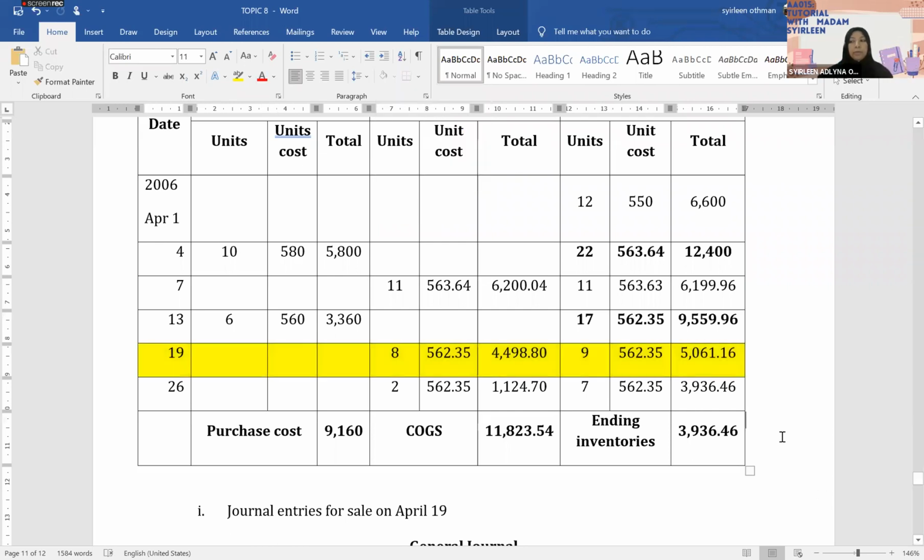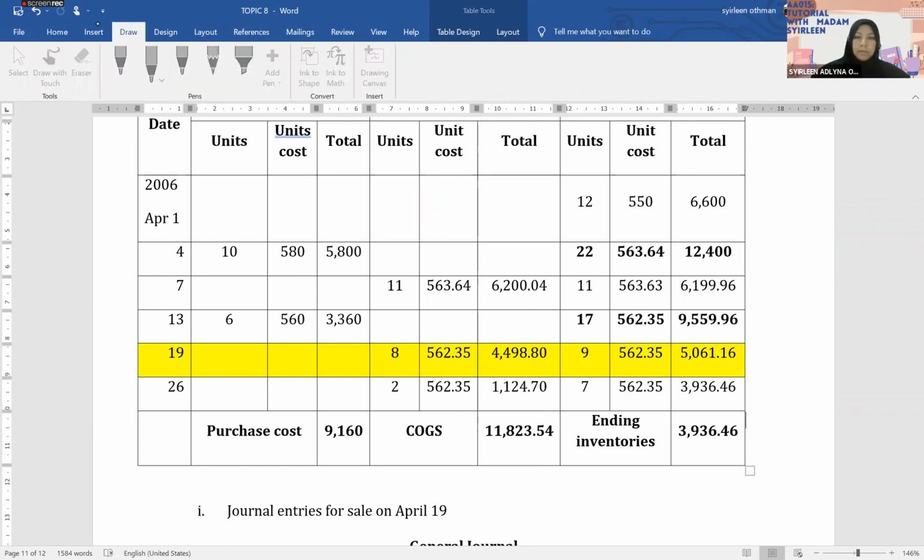Okay, yang madam letak warna kuning tu, yang itu awak perlukan untuk catat journal. Okay, soalan minta catat sales. So, catat sales kalau guna Perpetual, ada 2 pairs of journal. Satu, you akan catat pada harga cost. This one. Okay. And satu lagi, you akan catat pada harga sales lah.